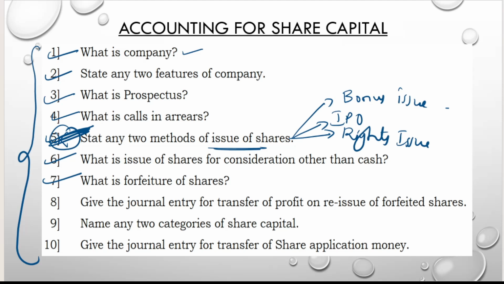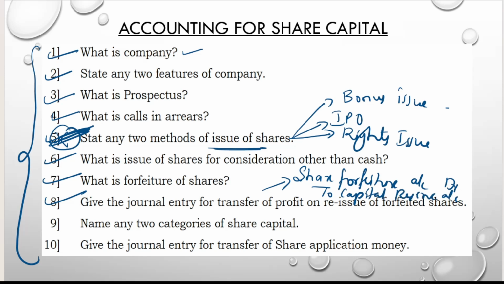Okay. Next, give the journal entry for transfer of profit on reissue of forfeited shares. What is the journal entry for transfer of profit on reissue of forfeited shares? Share forfeiture account debited to capital reserve account. Capital reserve account.